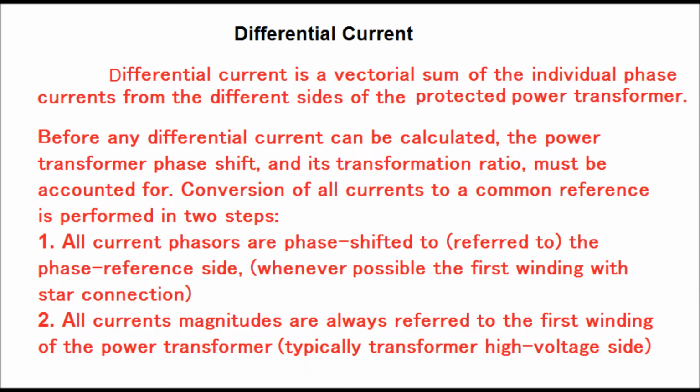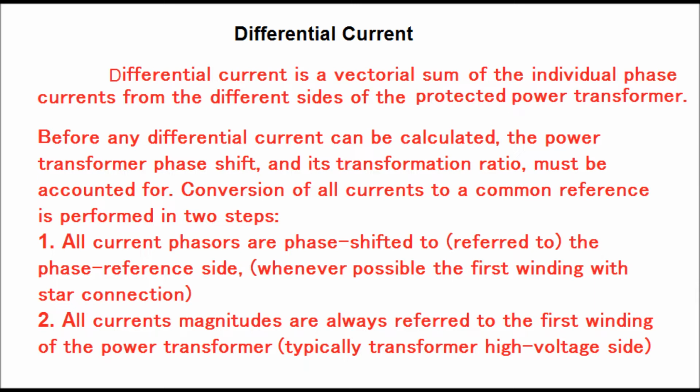But in the case of RET 650, before any differential current can be calculated, the power transformer phase shift and its transformer ratio must be accounted for. That is, for a YD1, YD5 or YD11 type transformer, there is a phase shift between the HV side and LV side currents, and also due to the different voltage ratio between the HV side and LV side, the values of the currents on the HV side and LV side are not the same. So this is accounted for when the differential current is calculated.